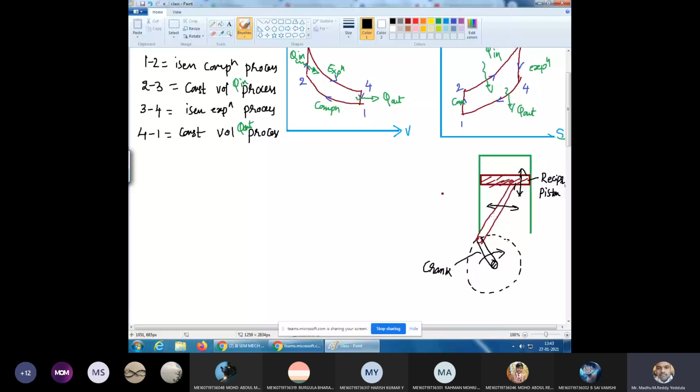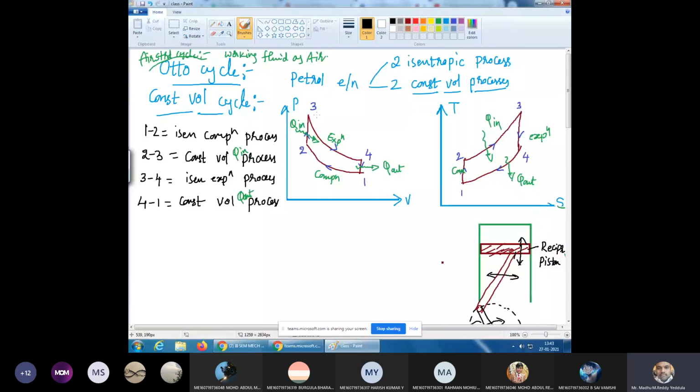Now you can see, if I want to execute this cycle, this is state 1. State 1 means suction is completed. At state 1 the piston is at the bottom dead center, which means the complete cylinder is filled with air. Now 1 to 2 is a compression process by keeping entropy constant.